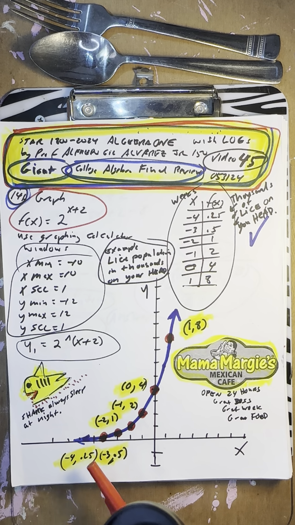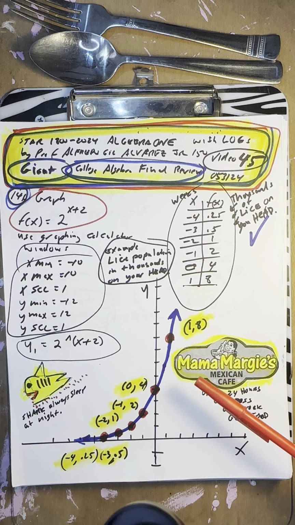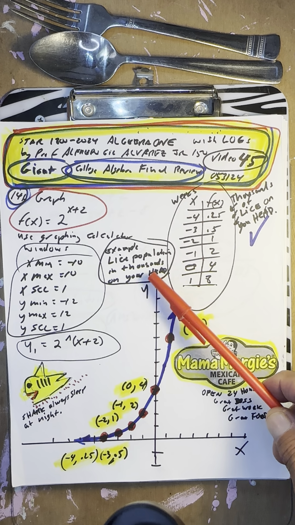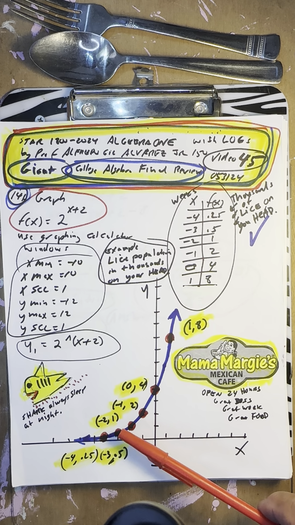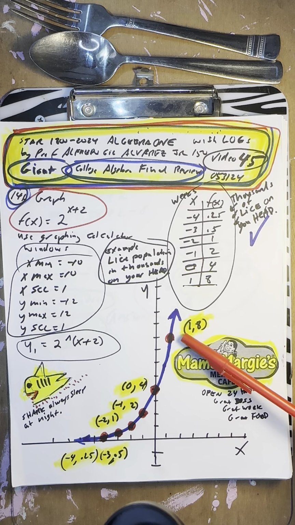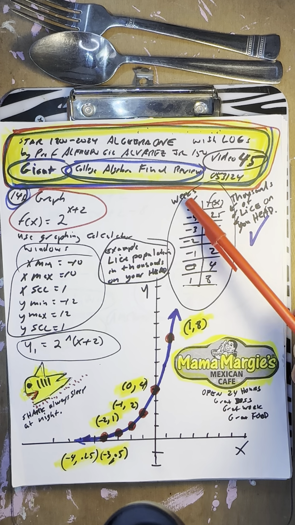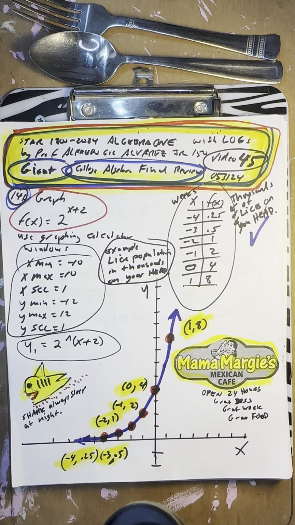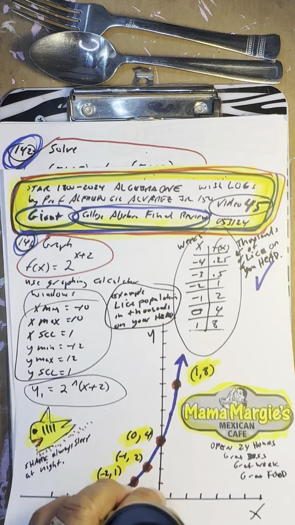This would be an example of, I don't know, lice population in thousands on your head as they grow to 2,000, 4,000, 8,000, and so on as time goes on. As weeks go by, you get more and more and more. How's that? All right, next question.